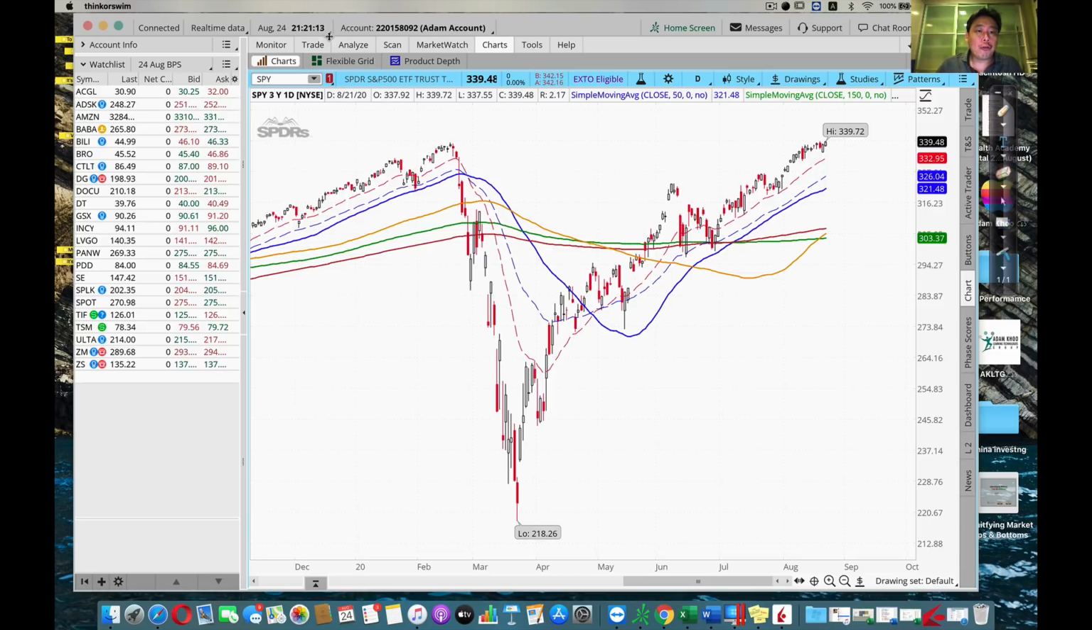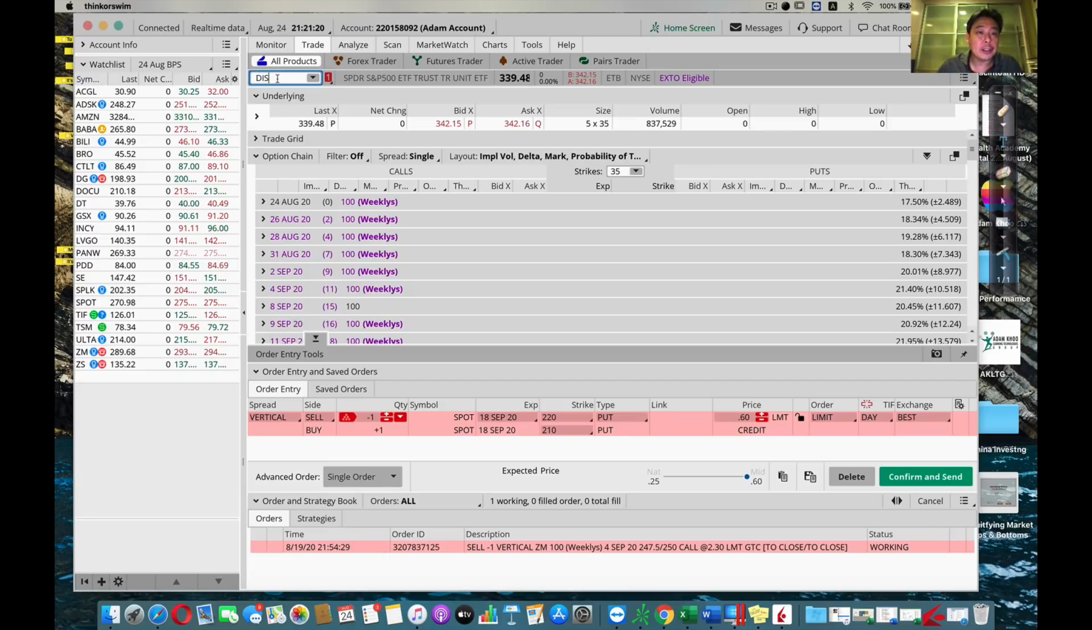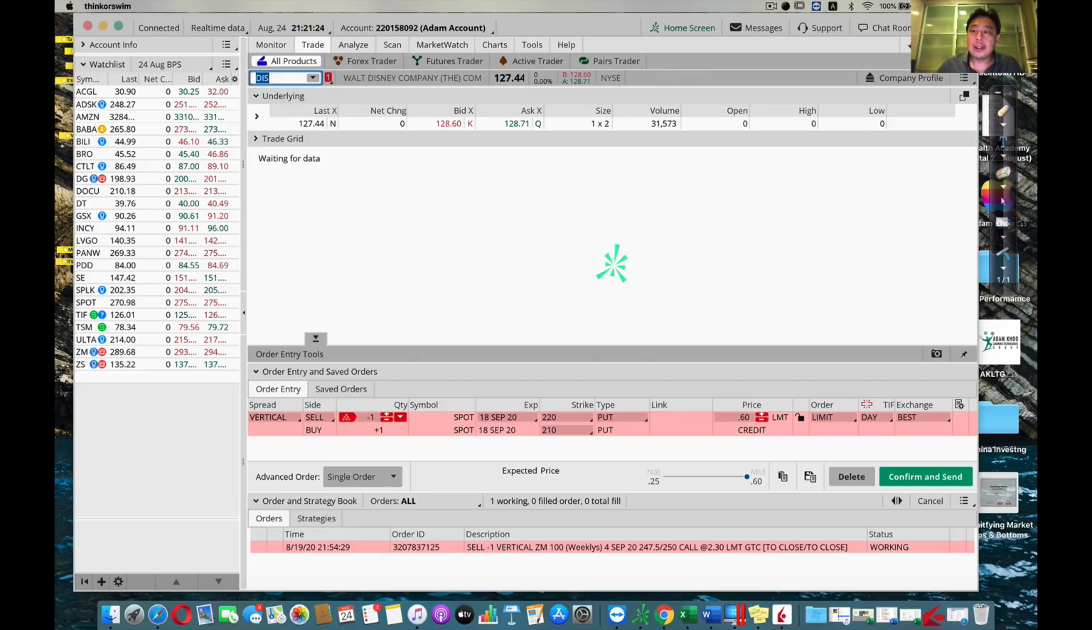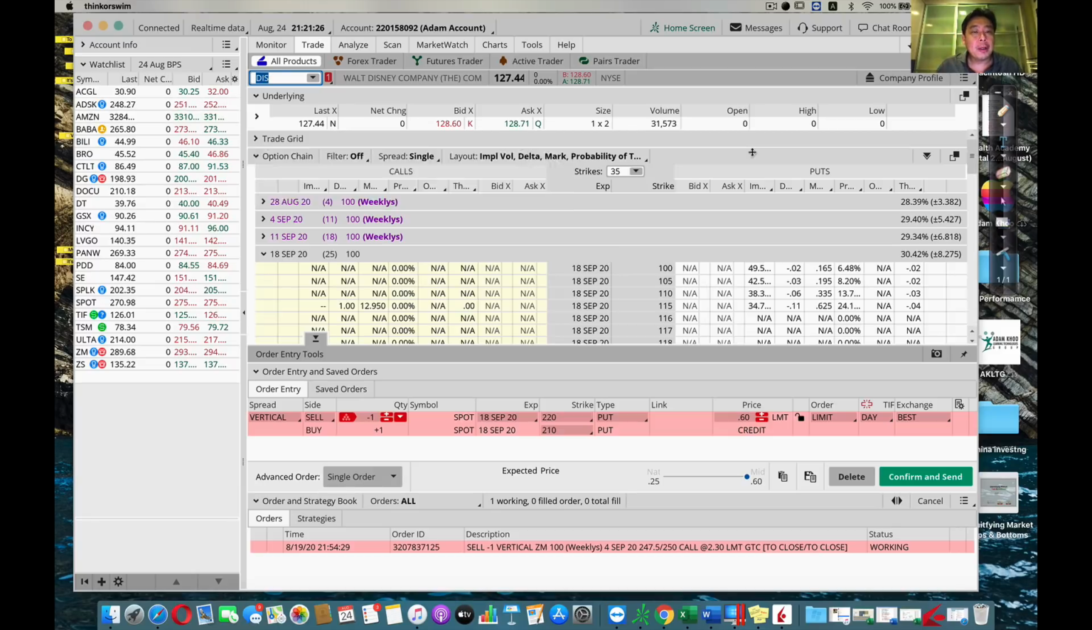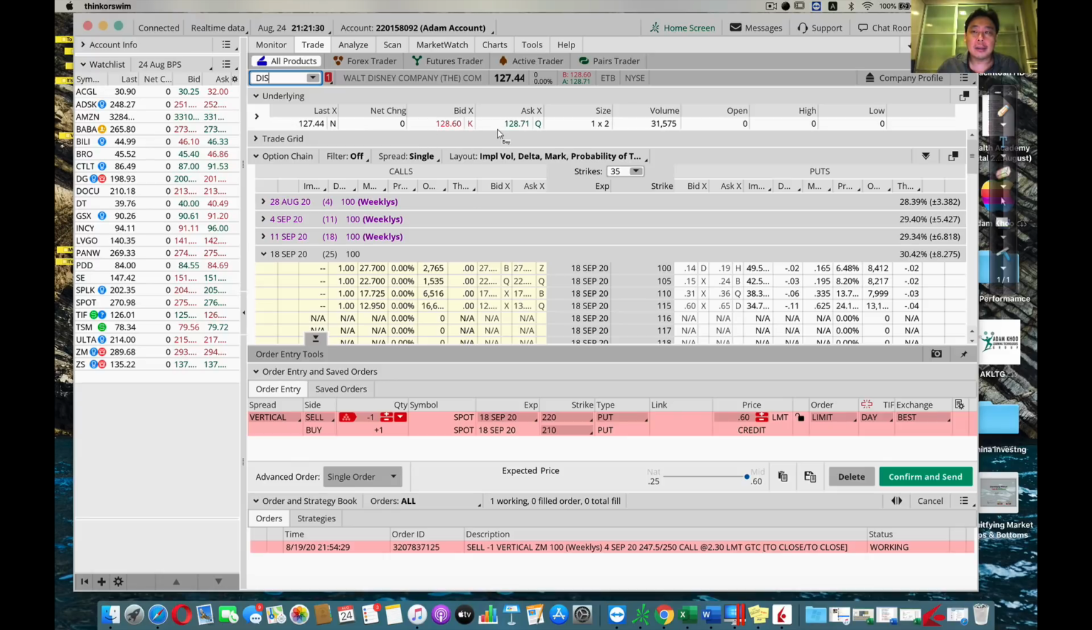So we go to trade and put in the ticker symbol. So for example, you want to trade Disney or you want to invest in Disney, right? So DIS, and right now the market's not open yet. It's opening in 9 minutes. So we don't have the live prices. We have got the last Friday's closing price, which was 127.44.